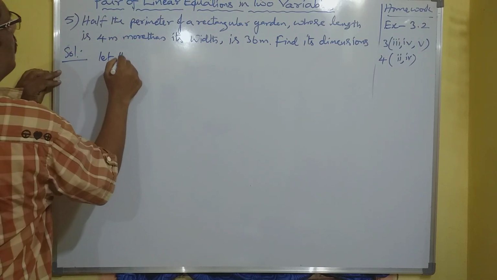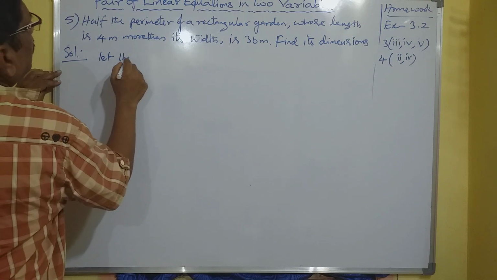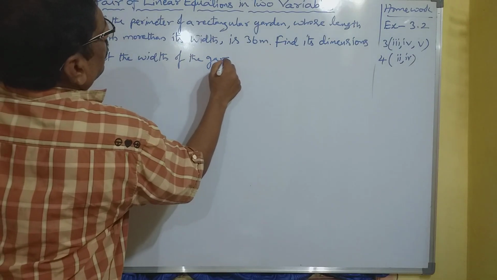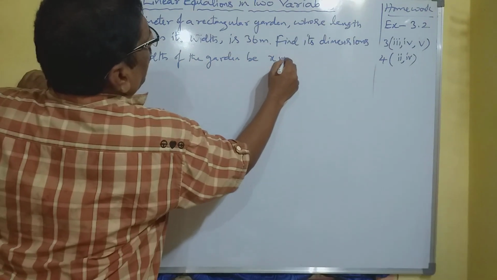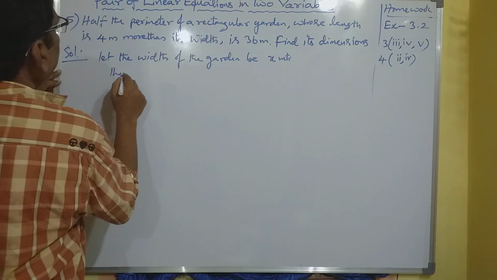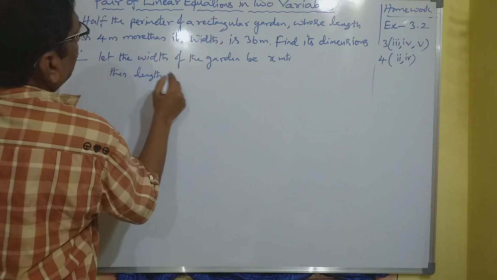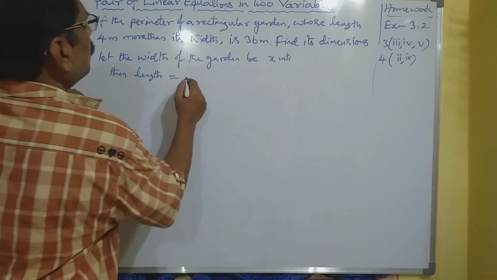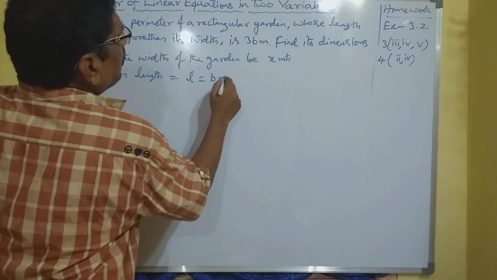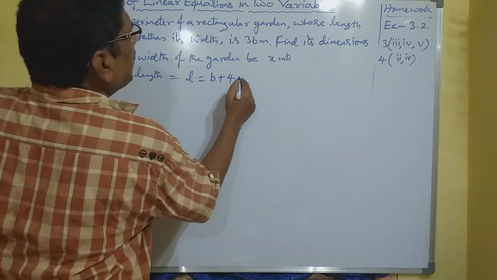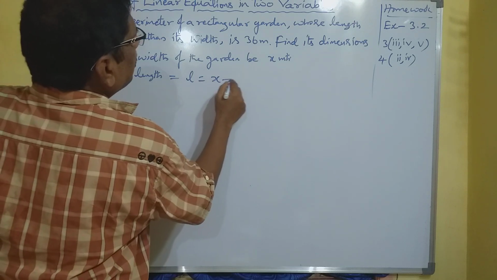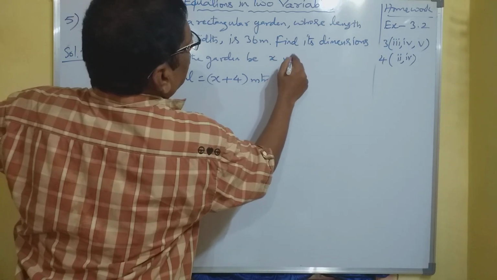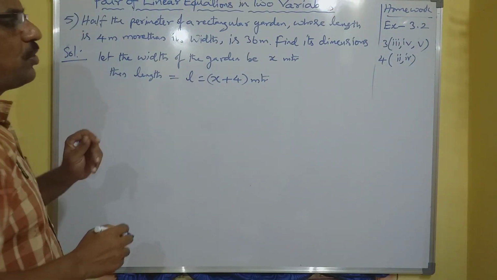Let the width of the garden be x meters. Then what is the length? Here length is 4 meters more than its width. So L is equal to B plus 4. That means, breadth we have taken as x meters, then length is x plus 4 meters.